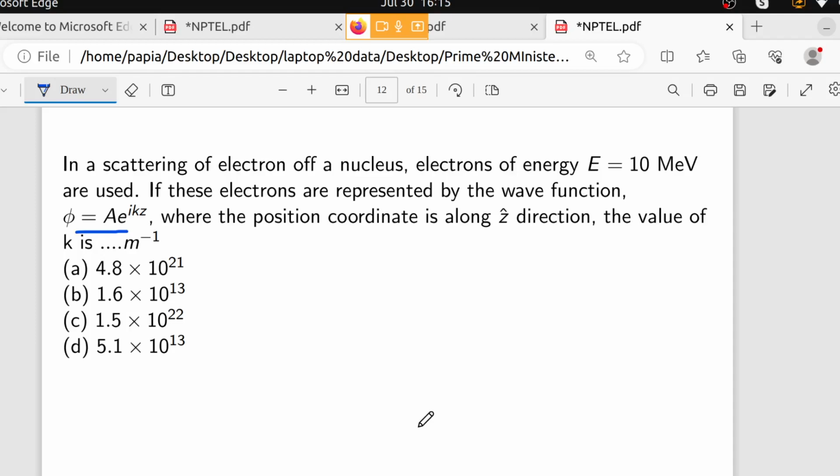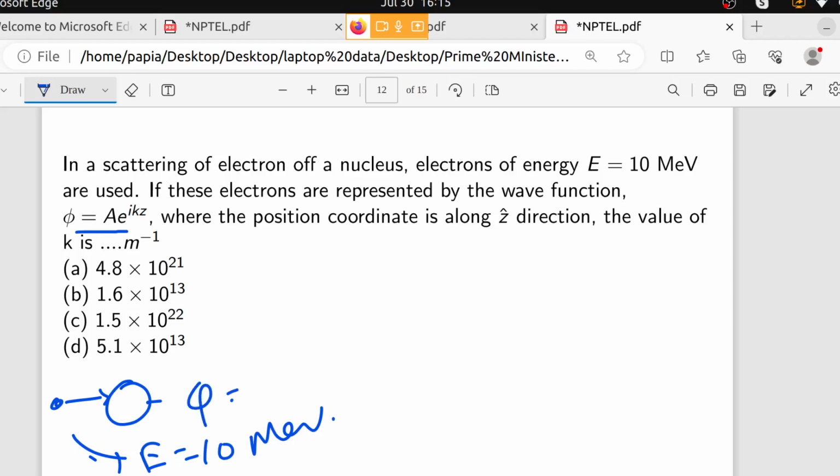In a scattering of an electron off a nucleus, one nucleus is there and one electron is going to be scattered off from it. The electron has an energy E of 10 MeV. If this electron is represented by the wave function phi equals A e to the power i k z, where the position coordinate is along the z axis, what is the value of k?